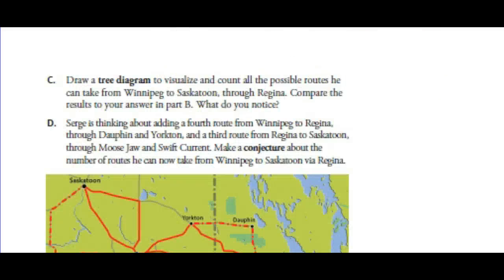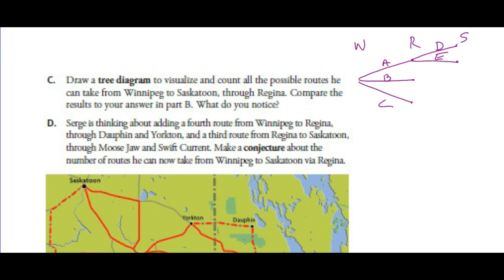Draw a tree diagram to visualize and count all the possible routes you could take from Winnipeg to Saskatoon through Regina. Okay, so here's how a tree diagram works. You're starting in Winnipeg, and you can take route A, B, or C. And that's going to get you to Regina. From Regina, you could take route D to get to Saskatoon, or route E. So if you took A to get to Regina, then you could take D or E.